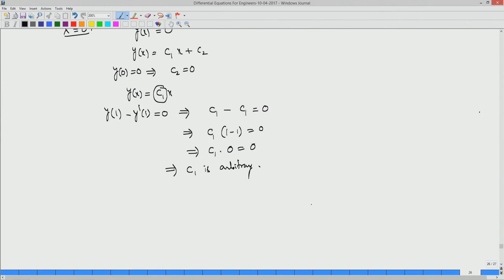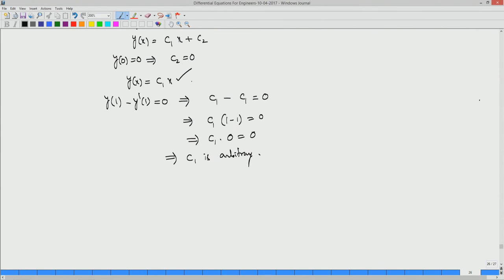Once you have C1 arbitrary, your general solution is this one. So, you have a non-zero solution. So, this implies lambda equal to 0 is an eigenvalue, and so you call this lambda 0 corresponding to i equal to 0. The corresponding eigenfunction I am denoting as V0, where you can take C1 as 1. So, V0 of x is x, the corresponding eigenfunction.